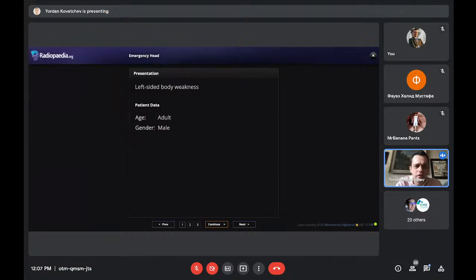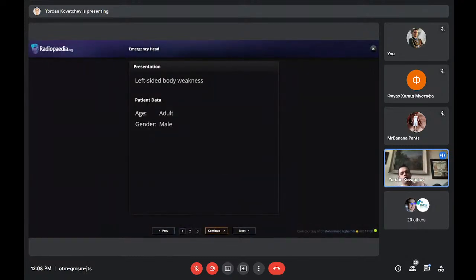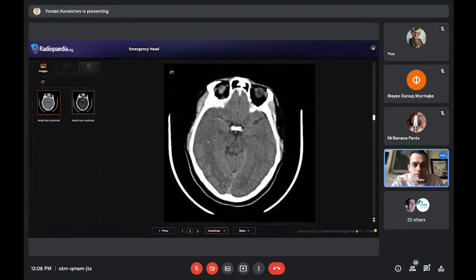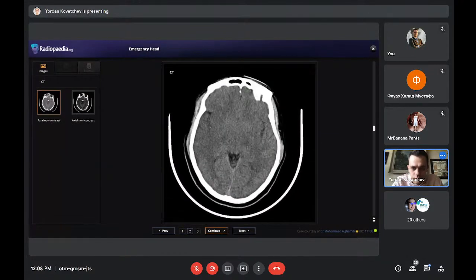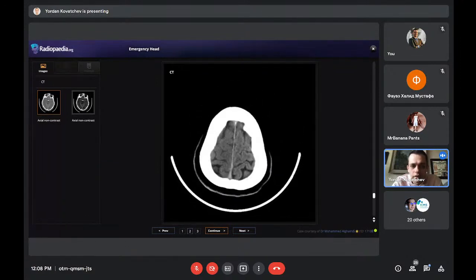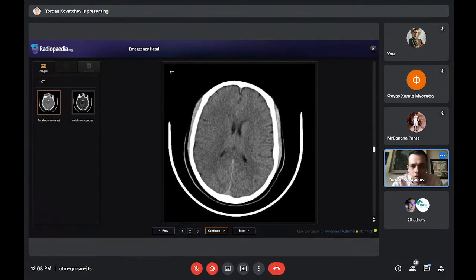I'm saying this because in the next case we have a patient with left-sided body weakness. Now, he has symptoms on the left side, so we will think about maybe there is a change in the right side of the brain, which would be the left side of your screen. Again, I'm repeating this because I know it's unnatural until you get used to it. Let's see, you can see this, right? Yes. Now, we have a patient that has left-sided weakness. We go down.